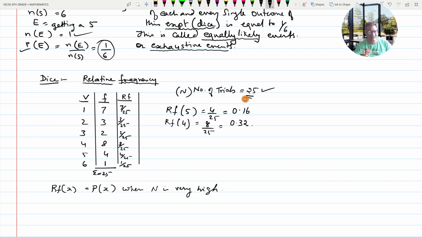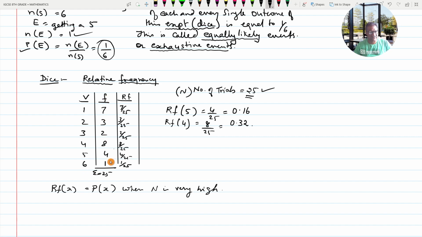And I saw this in these 25 throws: the 2 I got 3 times, 3 I got 2 times, 4 I got 8 times, 5 I got 4 times, and 6 I got just once. Okay, so this is how the frequency table was generated. Values I have written here: 1 2 3 4 5 6.